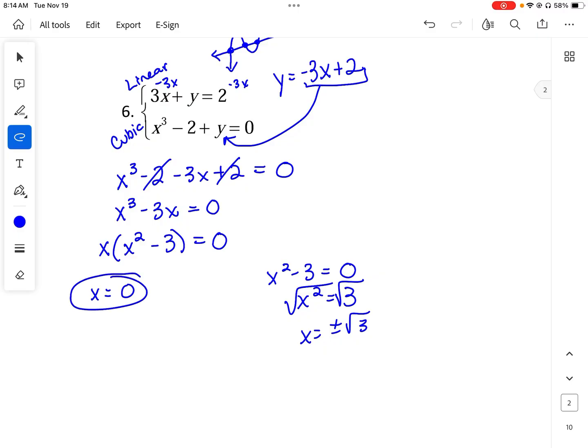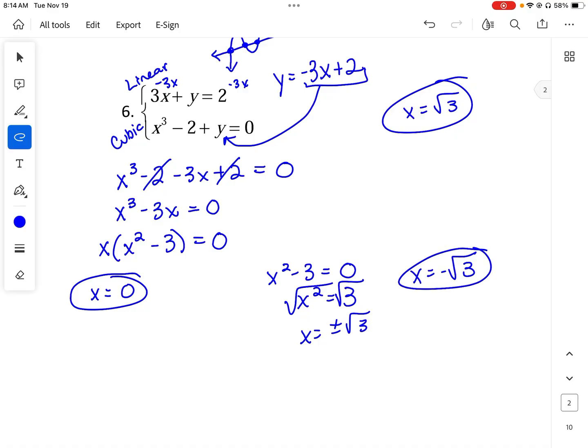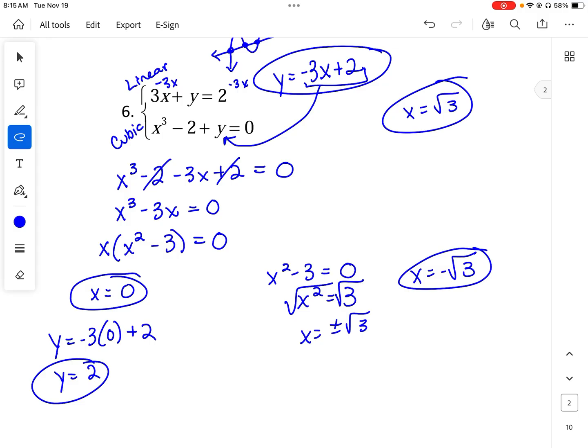We have where x is 0. I'm going to say x is square root of 3 positive, and x is negative square root of 3. The reason I separated them out like that is because I need to find the y that matches. So I'm going to substitute this into this equation. So y equals negative 3 times 0 plus 2. So y equals 2. So one of my solutions is 0, 2.